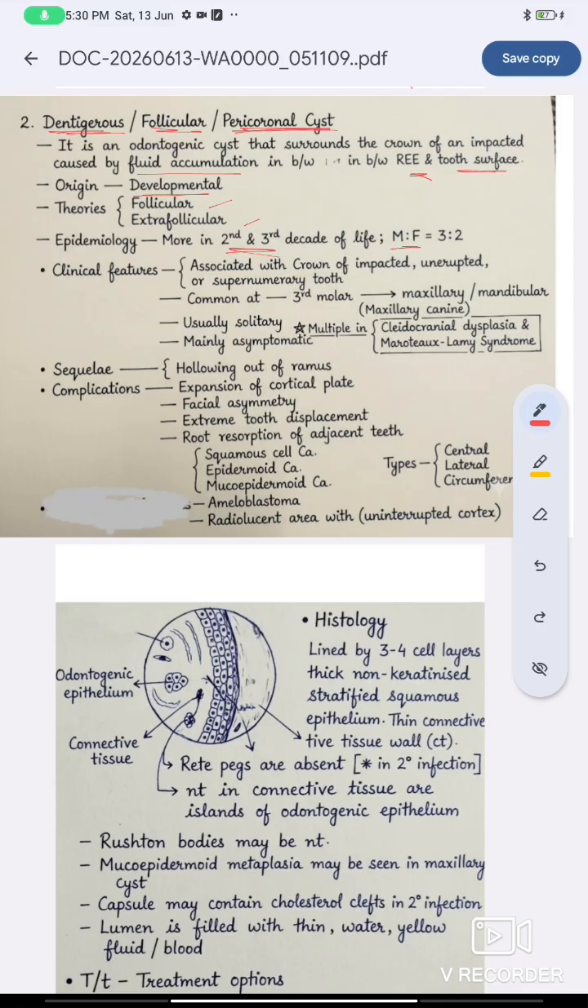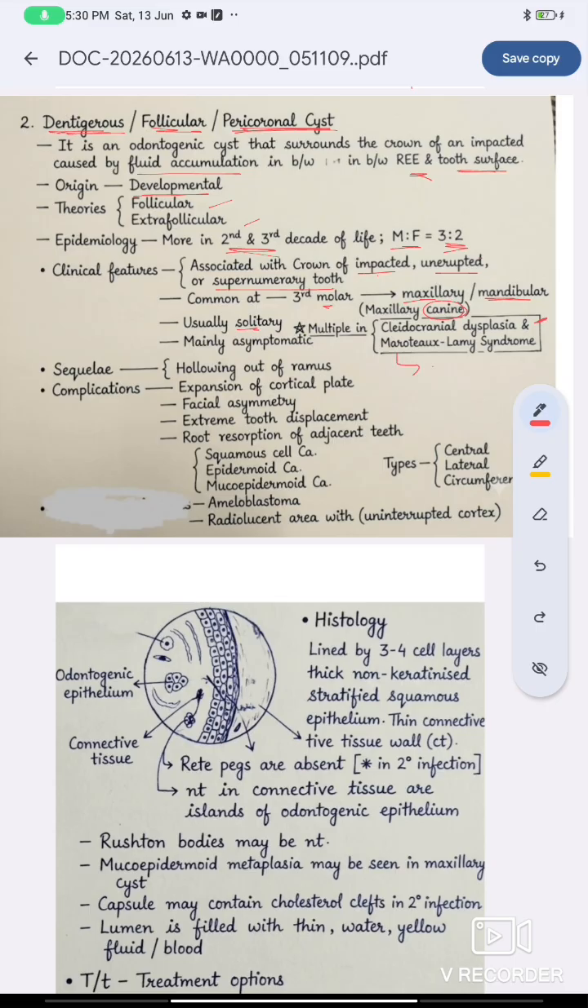Male to female ratio, it is more common in the males. Clinical features: it is associated with the crown of an impacted, unerupted or supernumerary tooth. Commonly seen in the third molar region, most common in the mandibular third molar region, followed by the maxillary third molar region, and least then in the maxillary canine. It is usually solitary. However, multiple dentigerous cysts can be seen in cleidocranial dysplasia and Maroteaux-Lamy syndrome.